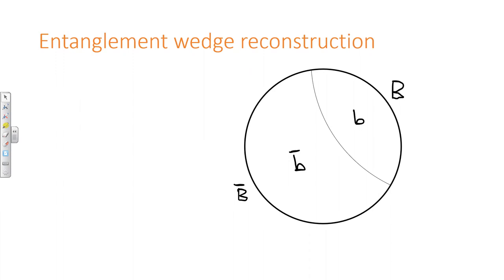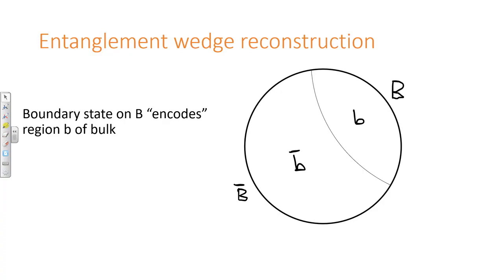So there's a relationship to the entropy of the area plus entropy of the surface. More generally, if we look at the state on that region, we have some reduced density matrix, and that reduced density matrix is in some way encoding this region little b in the bulk. So if you know what that density matrix is, at least to some degree, you know what that region little b in the bulk is, and vice versa.